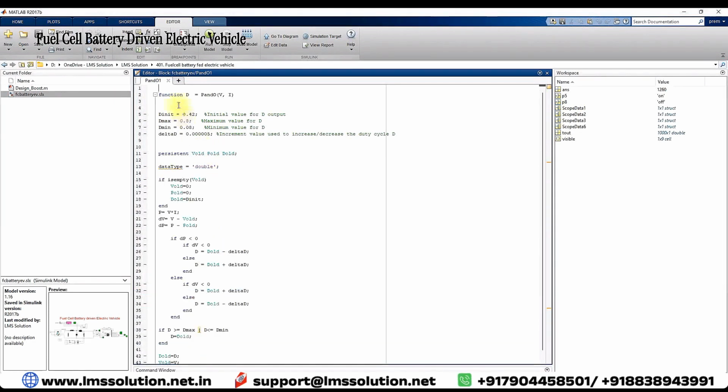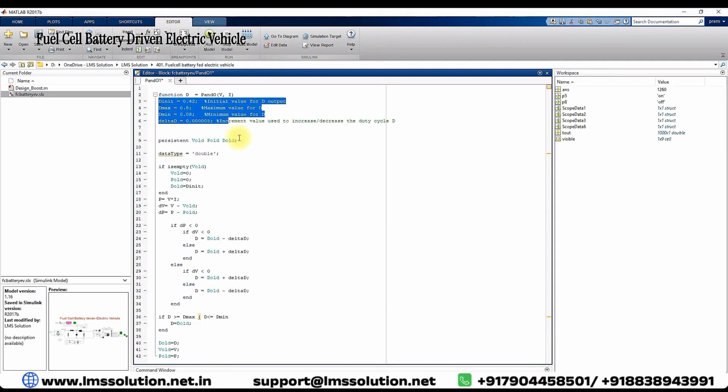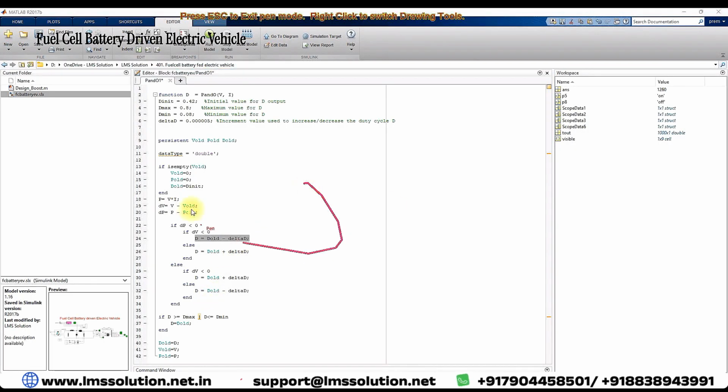Here we are fixing four parameters: initial duty cycle, maximum duty cycle, minimum duty cycle, and the small change in duty cycle. Then you have to calculate the power, the change in voltage and the change in power. Based upon the change in voltage and change in power, you check whether it is less than 0 or greater than 0. Then you increment or decrement the duty cycle, and this code keeps executing every sample time in order to calculate the duty cycle.